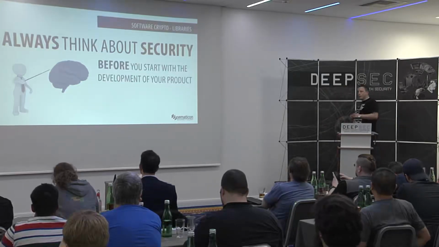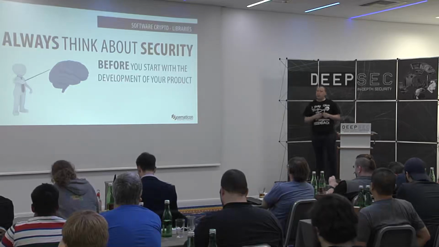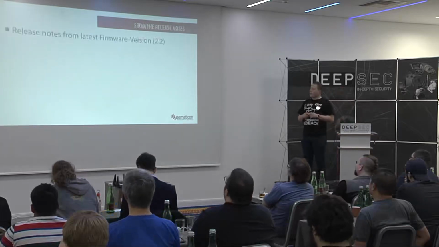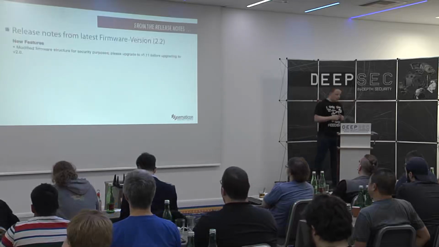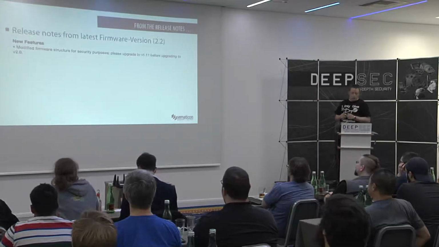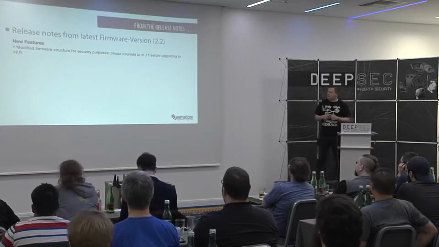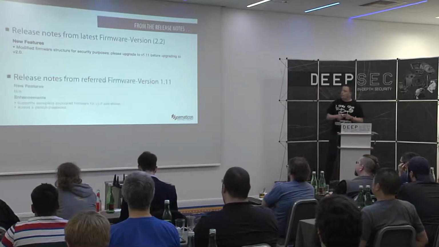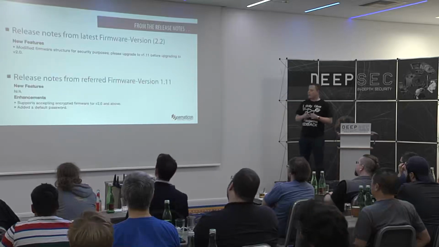I have one example here from a device we'd like to use for a project. We had a look at the release notes, and there was something interesting in there. In firmware release 2.2, we saw the following passage: new features, modified firmware structure for security purposes, please upgrade to version 1.11 before upgrading to 2. I was a bit surprised about 1.11, what does it mean? And you click on the next entry and see in the release notes that version 1.11 says: support to accept encrypted firmware for 2.0 and above.